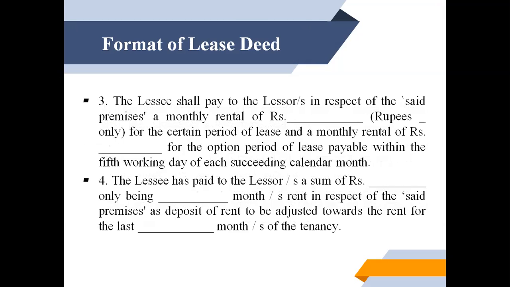The lessee shall pay to the lessor in respect of the said premises a monthly rental of rupees so and so for the certain period of lease, and a monthly rental of so and so for the optional period of lease, payable within the 5th working day of each succeeding calendar month. The lessee has paid to the lessor a sum of rupees so and so only in respect of the said premises, as deposit, the deposit of rent to be adjusted towards the rent for the last month of the tenancy.